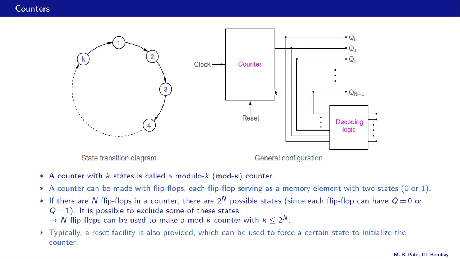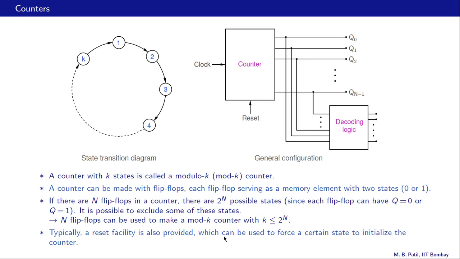So that is what this picture shows. Inside this counter there are flip-flops, and Q0, Q1, Q2, etc. are the outputs of those flip-flops. And how does the counter go from one state to the next? For example, from 1 to 2 or 2 to 3. That is done by the clock pulses. So every time there is a clock pulse, the counter will advance by one state from 1 to 2, 2 to 3, 3 to 4, and so on. And this goes on. In addition, a reset facility is also provided, this input here, which can be used to force a certain state to initialize the counter.